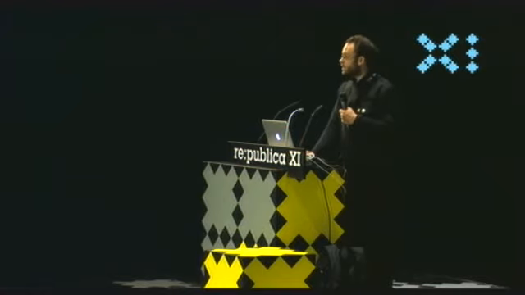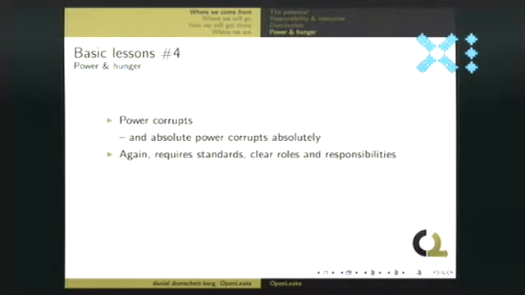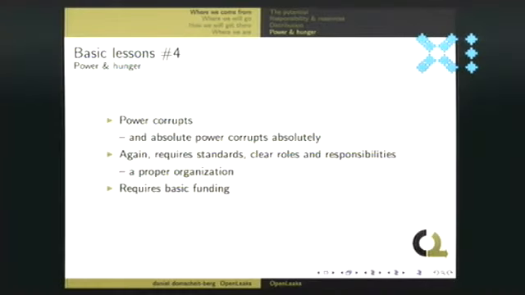To prevent that, this requires standards again. It requires clear roles and responsibilities. It requires a definition of how you're actually going to be organized, how you are working, who is responsible for what, who has to be accountable in what kind of fashion. And it requires thinking about these topics and establishing an organization that can address that. So that requires a proper organization, and this is as well something we're working on.